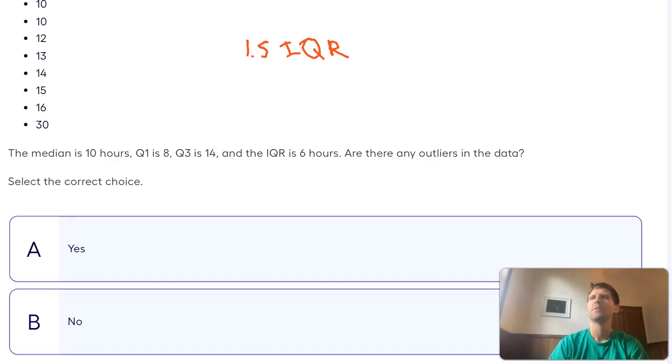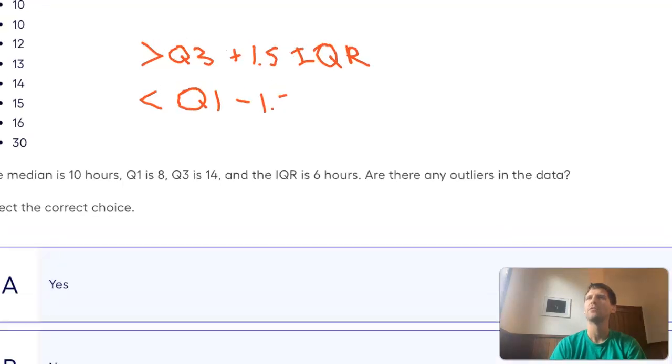Because if it's that much above the third quartile or more, or if it's greater than that, it's an outlier to the right. If it's less than the first quartile minus that same value, it's an outlier to the left.